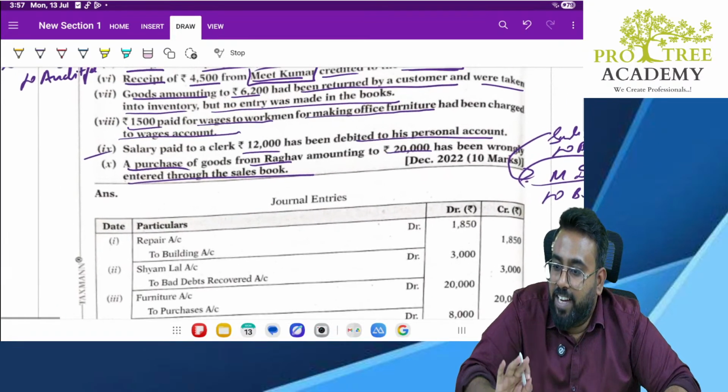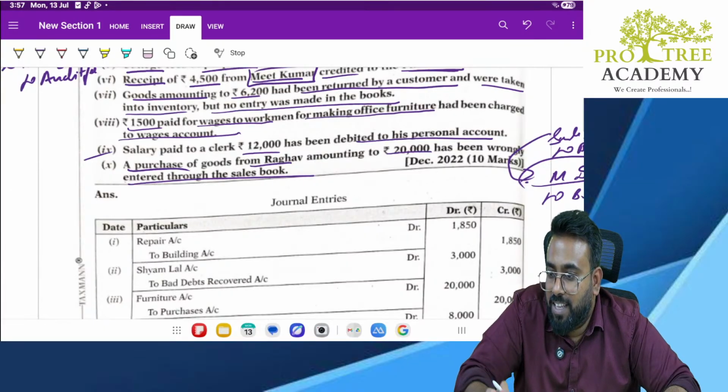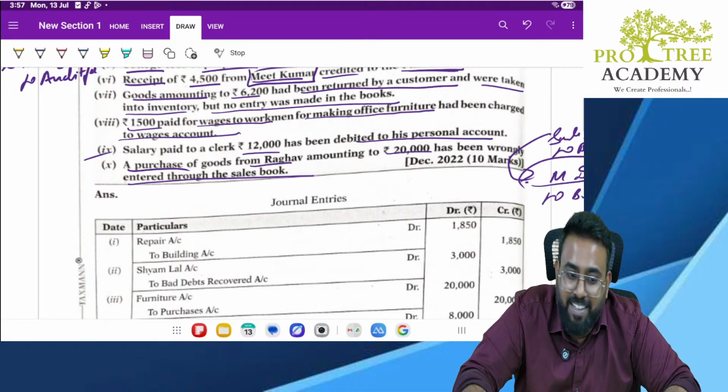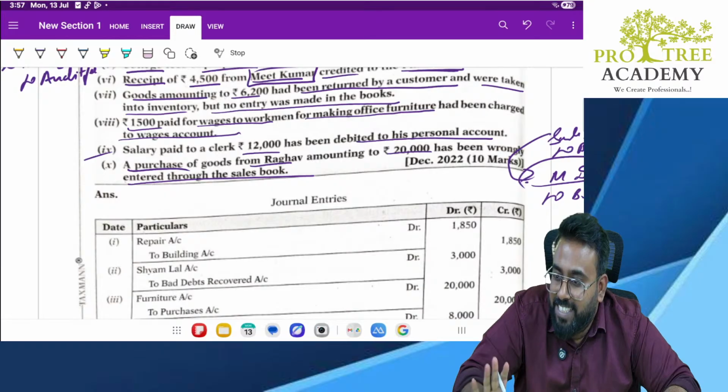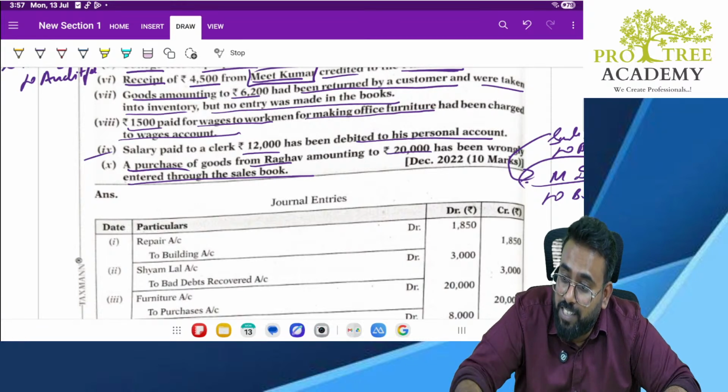So rectification of entries, 10 marks. If it comes, you should be able to take at least 9 out of 10. Understanding? It is very easy. If you go through the scanner or any questions, in your material the questions are less. In scanner the questions are more. So I recommend you to solve the previous question papers.